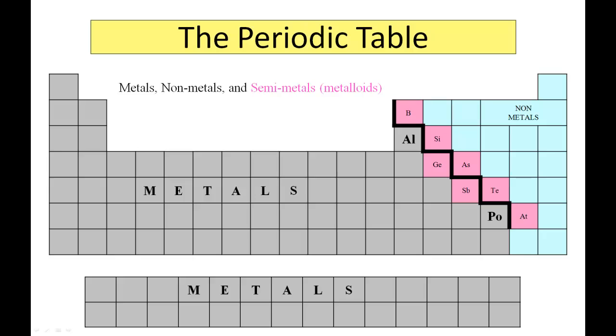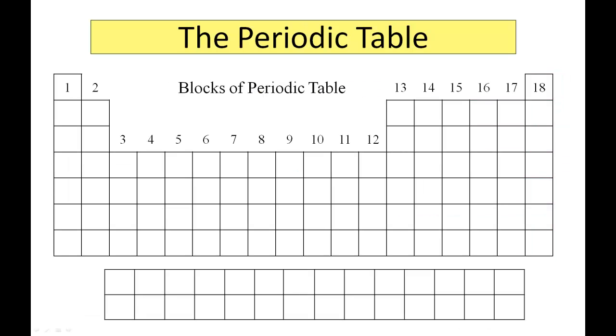Metals like to lose electrons, nonmetals like to gain electrons, and semimetals can behave sometimes like a metal and sometimes like a nonmetal. This section deals with the blocks of the periodic table. Remember, there were 4 different types of sublevels or shapes of orbitals. These same letters are going to denote what we see on the periodic table in the blocks.